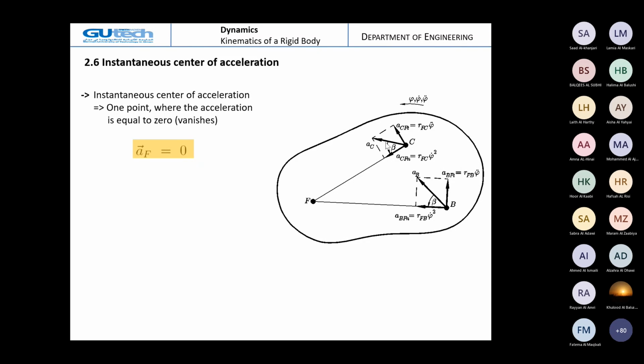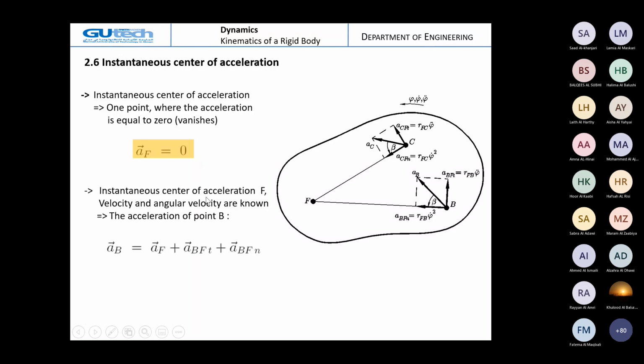The difference is only that for the center of acceleration, we make the angle beta. For the rotation, there is no angle beta, which means it's 0. Okay?